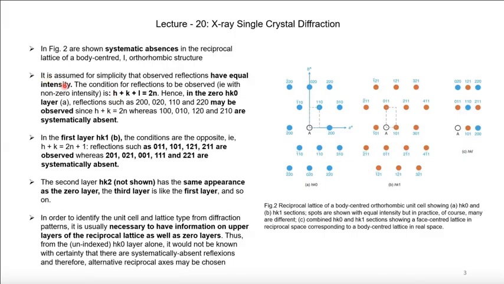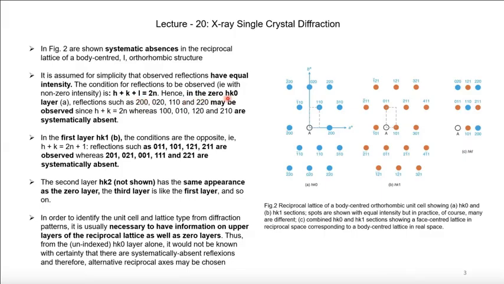Well, the condition for reflection for a body-centered lattice and orthorhombic structure, we are talking about a body-centered lattice of orthorhombic structure. So here what we have to find is H plus K plus L is equal to 2n. So let us say here 2n. It should always be even then. Okay, 2 plus 0 plus 0, so it's 2. So H plus K plus L is equal to 2n.